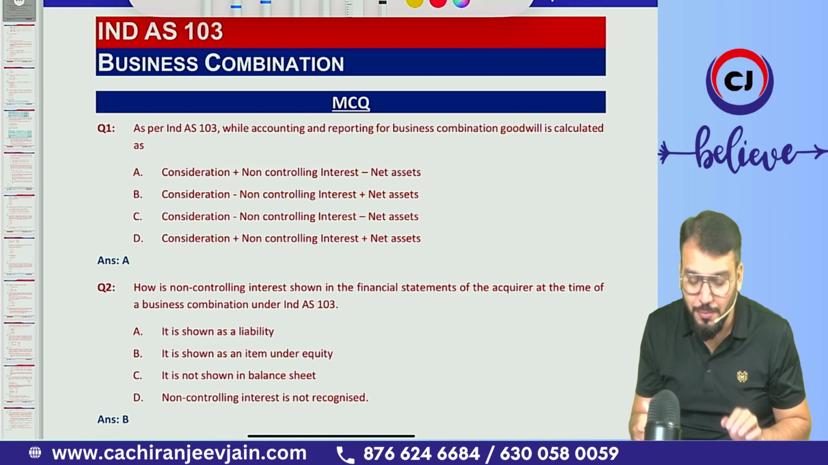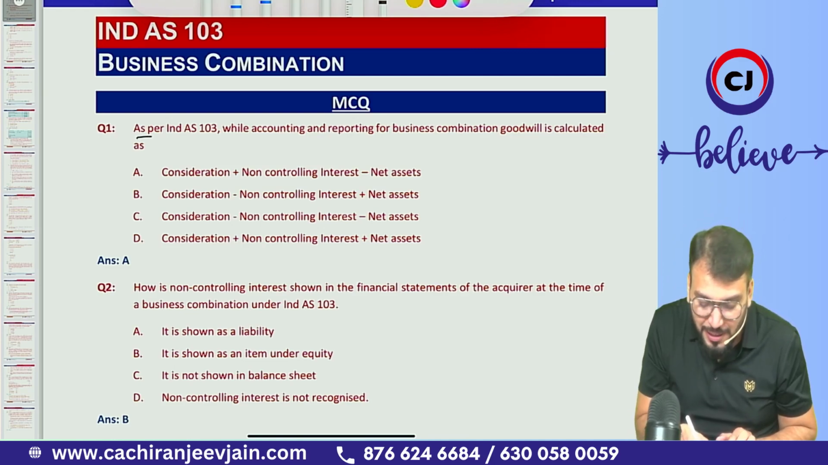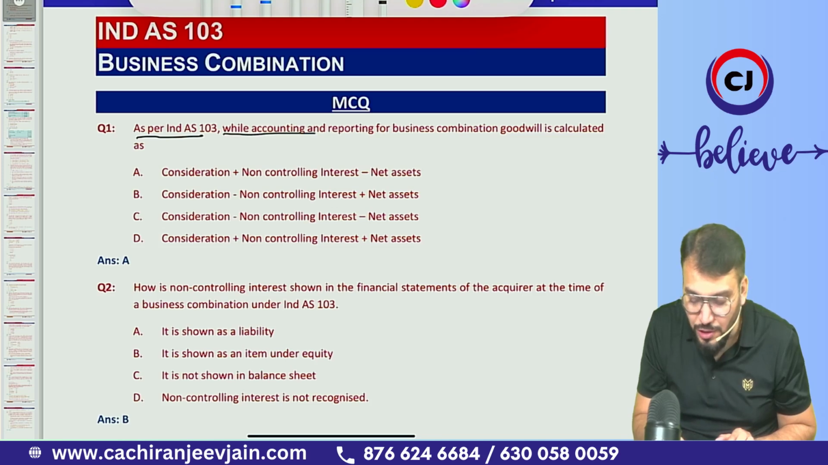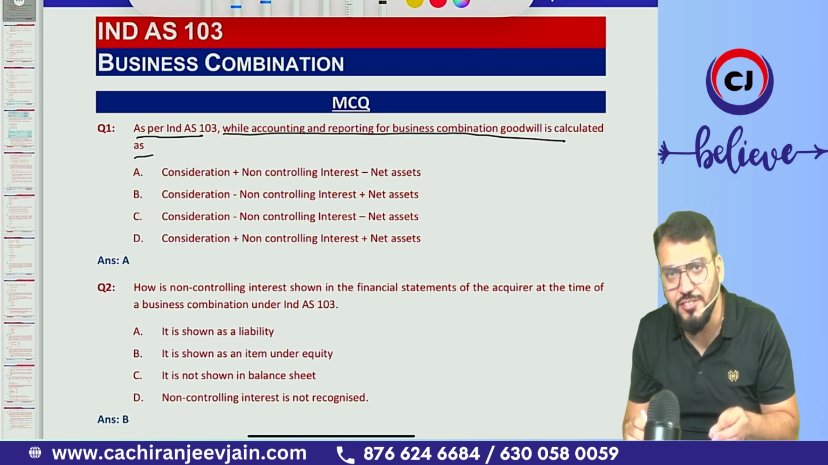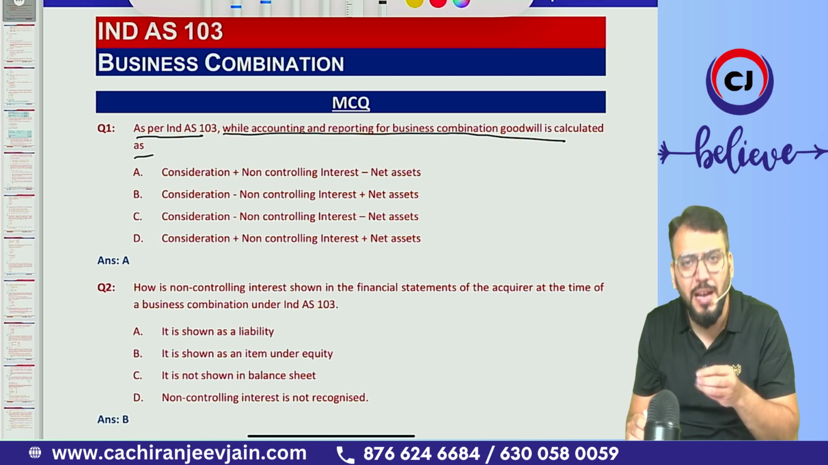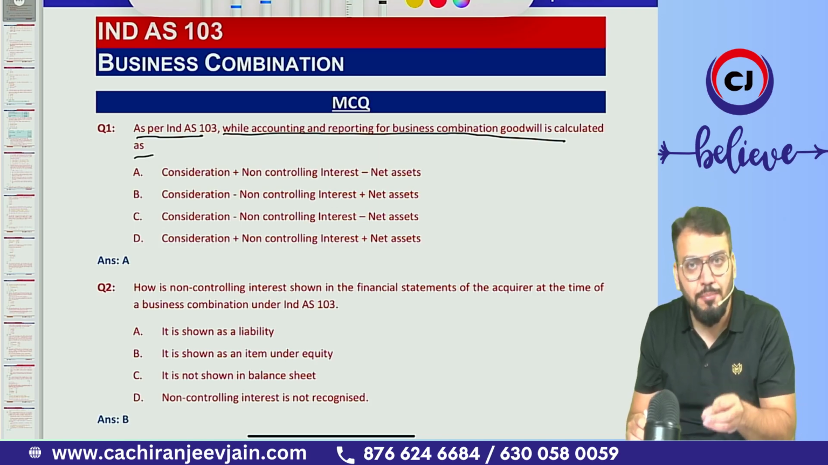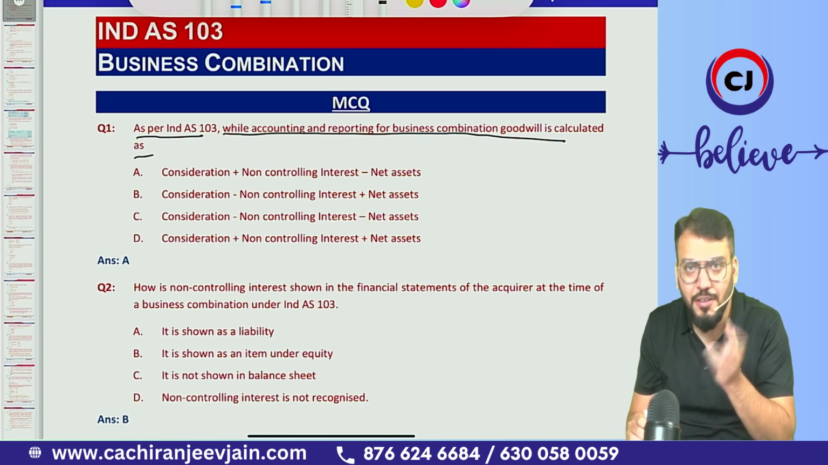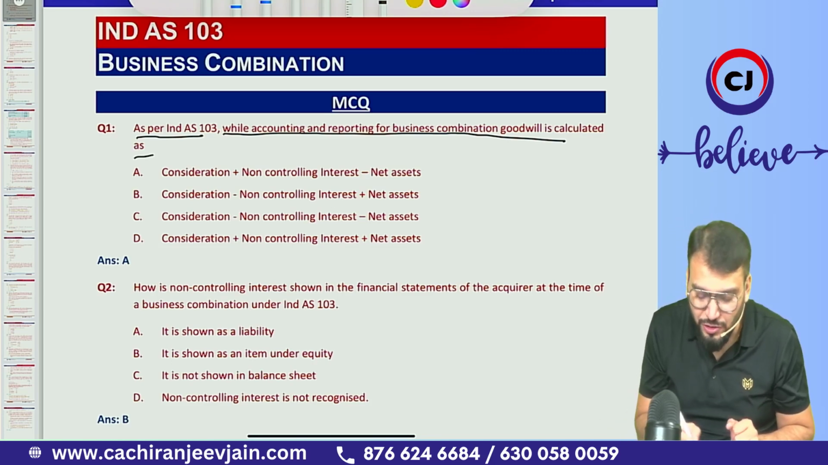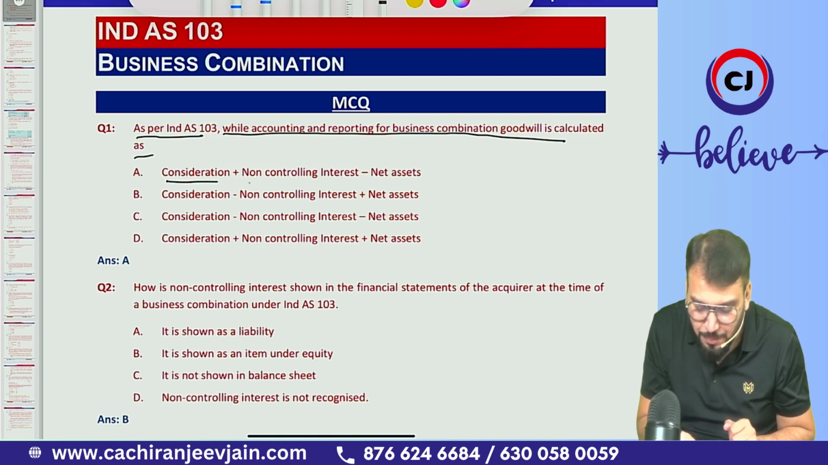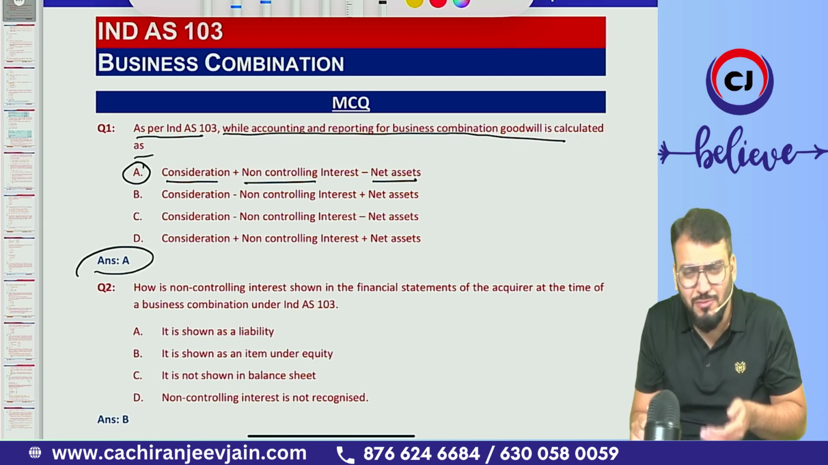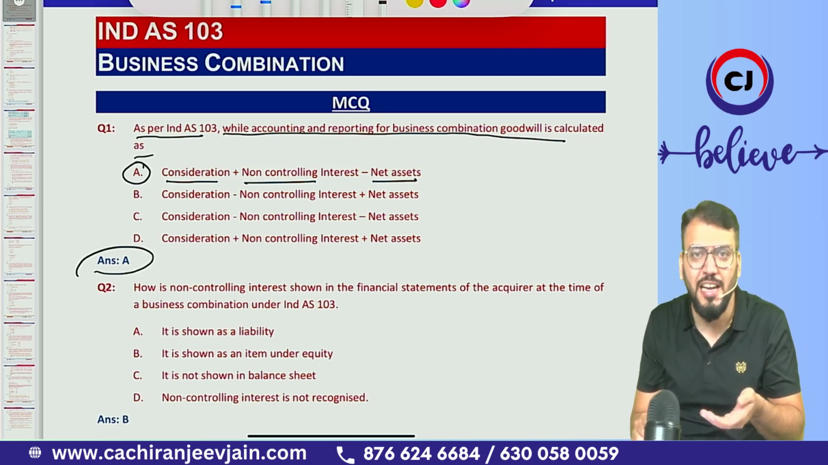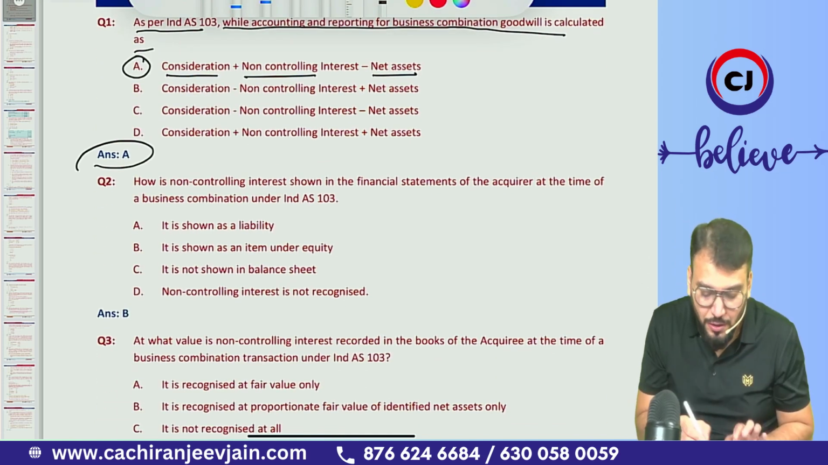Let us come to question number 1. As per Ind AS 103, while accounting and reporting for business combination, goodwill is calculated as. The formula of goodwill is very simple. It is purchase consideration plus fair value of NCI, meaning value of NCI, minus fair value of net assets. It will be what? Goodwill or gain on bargain purchase. So that option we need to find out: consideration plus NCI minus net assets. Option number A is only correct. I don't think so. You need to read options B, C and D in this case. Very simple.